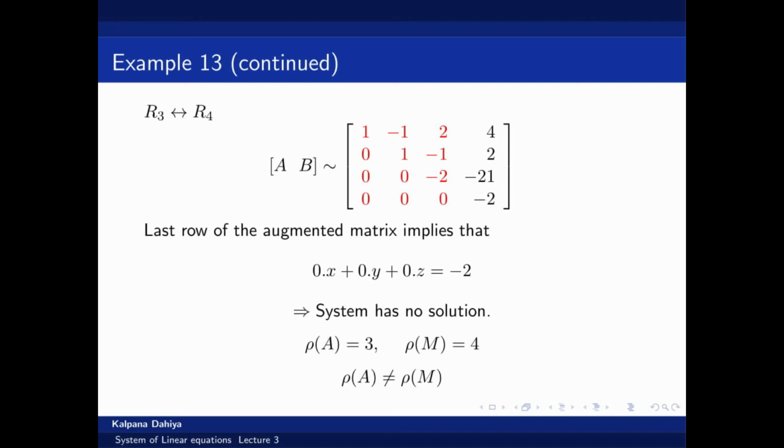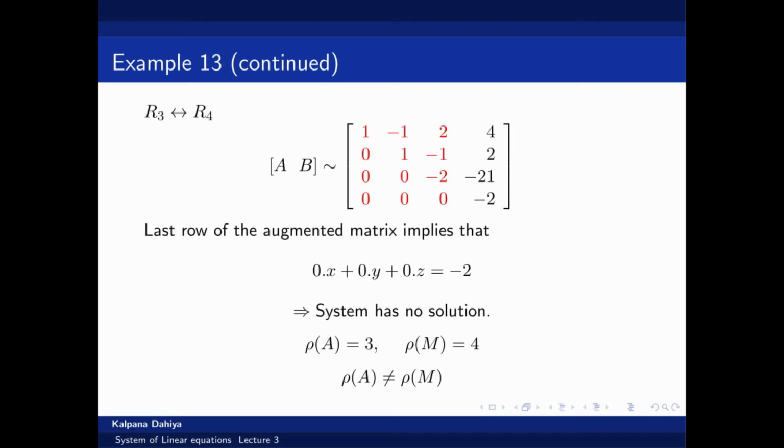Now this is in echelon form, and from the last row of this augmented matrix we have the following equation: 0 times x plus 0 times y plus 0 times z is equal to minus 2. If we see the left hand side, it is always 0 for all values of x, y and z. So 0 can't be equal to minus 2. So this implies that system has no solution.